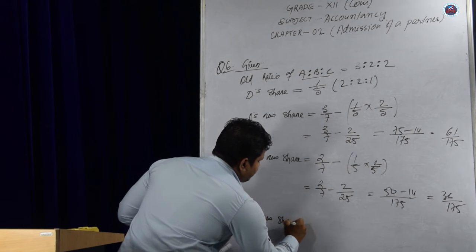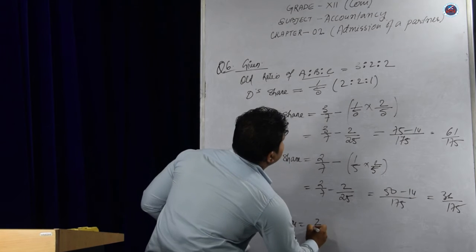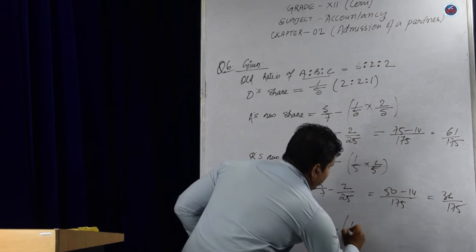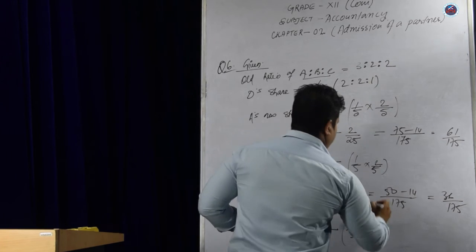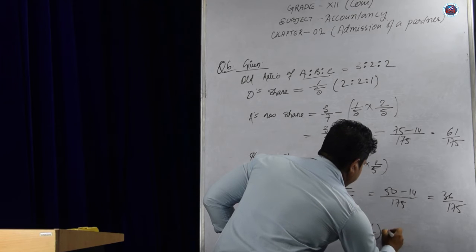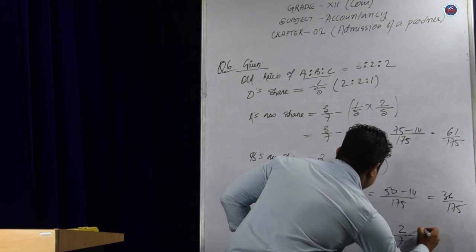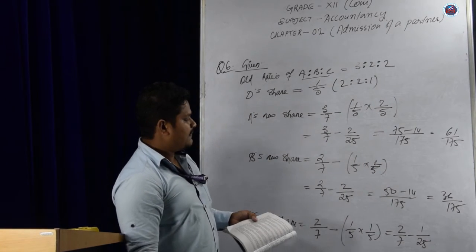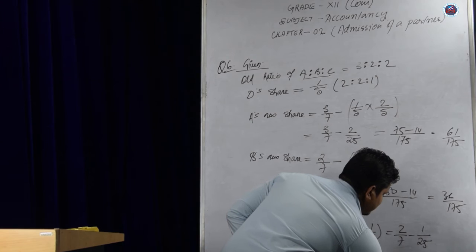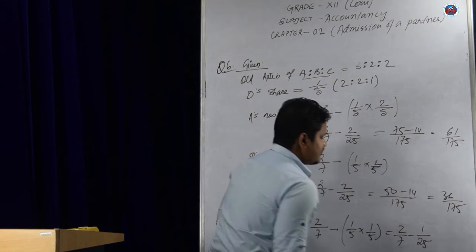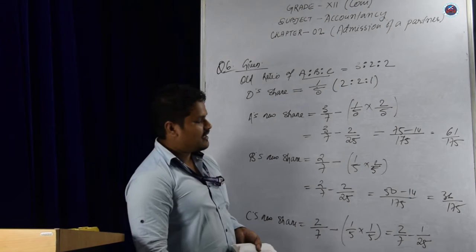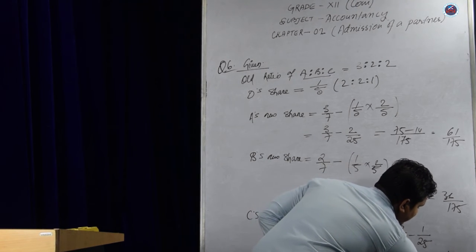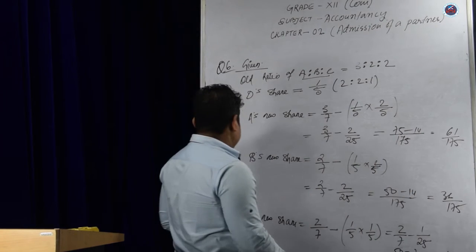C's new share is equal to 2/7 minus 1/5 into 1/5, that is 2/7 minus 1/25. Okay? So we'll take the LCM, same, 175. So 175 divided by 7 into 2, 50 minus 7. That will be 43/175. That is for C.